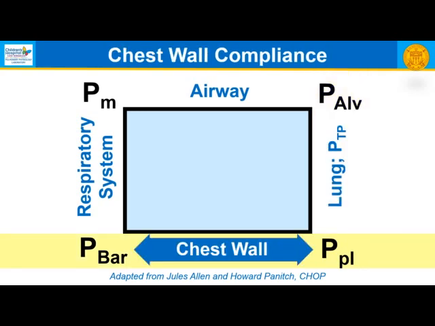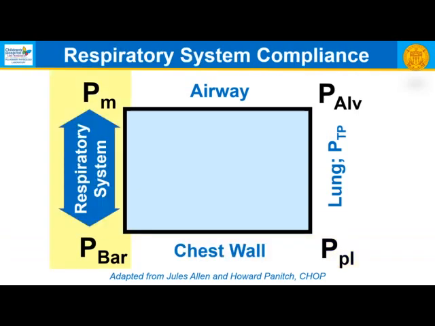Between the pleura and the outside is the chest wall. So whatever measures pleural pressure relative to barometric pressure is measuring chest wall compliance or whatever. Between mouth pressure and barometric pressure, we're measuring the entire respiratory system. In the intensive care unit, for example, we often look at mouth pressure against barometric pressure as a measure of total respiratory system compliance when we're looking at children on a ventilator, for example.